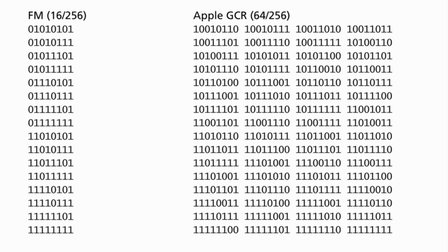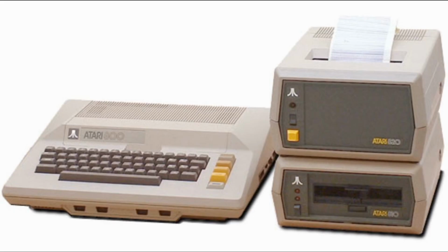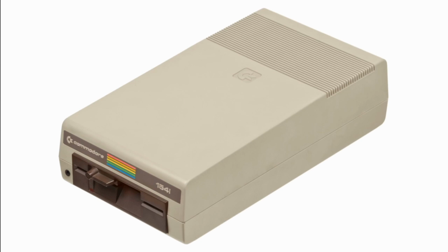This brought the capacity of Apple's single-sided, single-density 35-track floppy disks to 140K. The manufacturer, Shugart, only suggested 80K under FM. For comparison, the comparable Atari format could only store 80K. Commodore drives could store 170K and also use GCR, but required double-density diskettes and had a microprocessor in the drive.